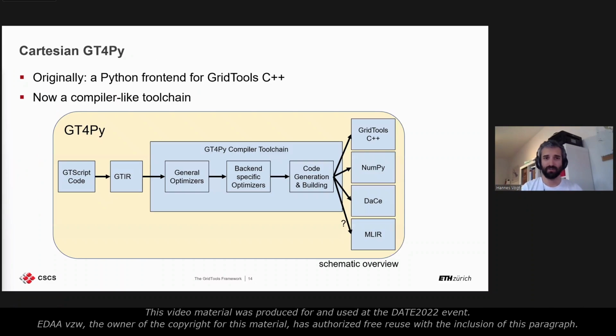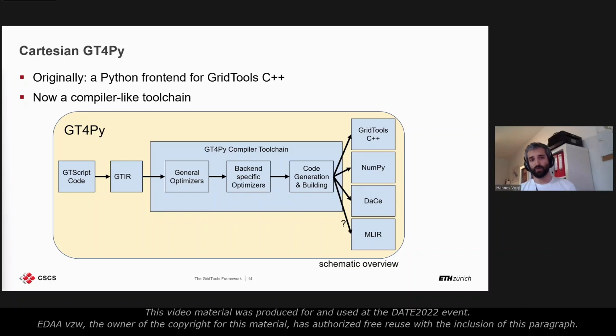So how can we do better? We can switch to a language that is more attractive to the domain scientists. If it's not Fortran, then it's Python. Originally, GT4Py, GridTools for Python, was thought of as just a Python frontend for the GridTools C++ libraries. Now, over the last few years, it developed more and more to a compiler-like toolchain, and that is depicted here.